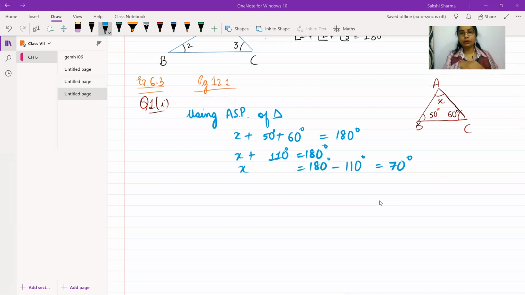This is what you have to do in all six parts. Whatever the values of the three angles are, the degree measures of the three angles, write their sum, plus plus plus, equals 180. That's it.